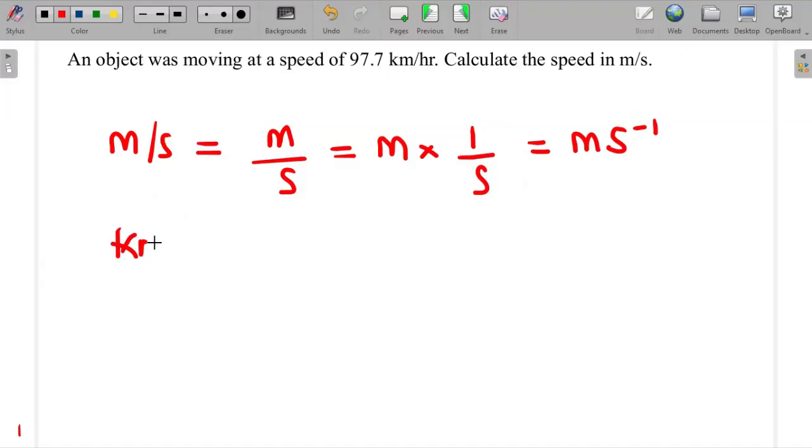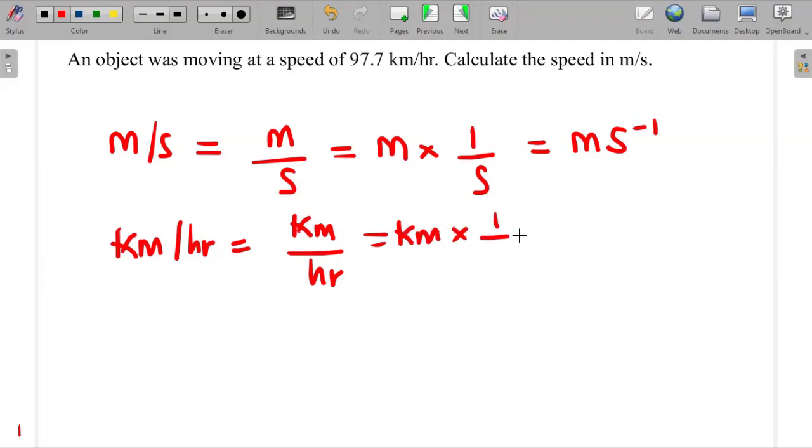For example, kilometers per hour just simply means kilometers divided by hour, or I can say kilometers multiplied by 1 over hour, or I can actually say kilometers and then hour to the power minus 1. These things are the same, and they are read as the first unit that you have, and then this slash means per, and then the second unit that you have.